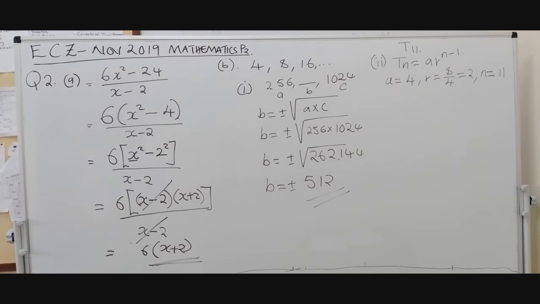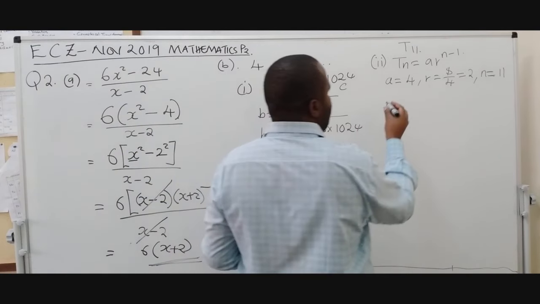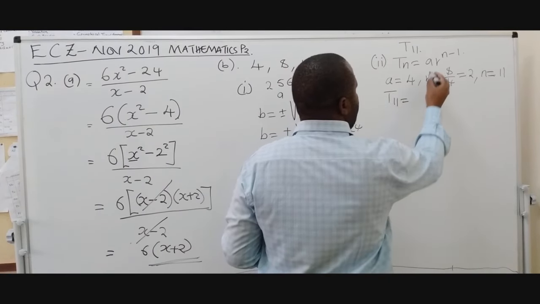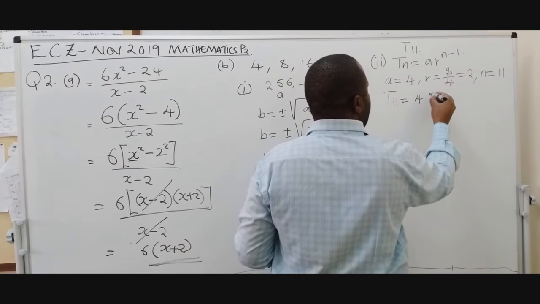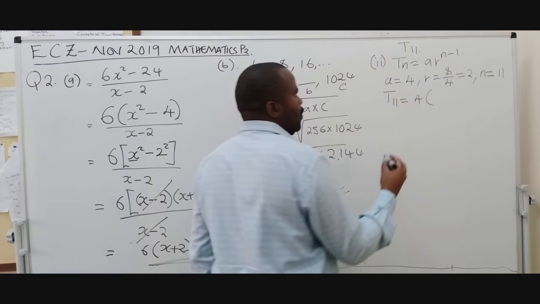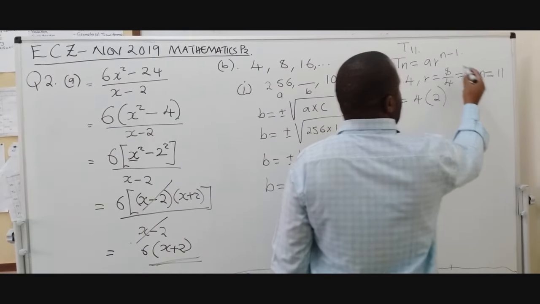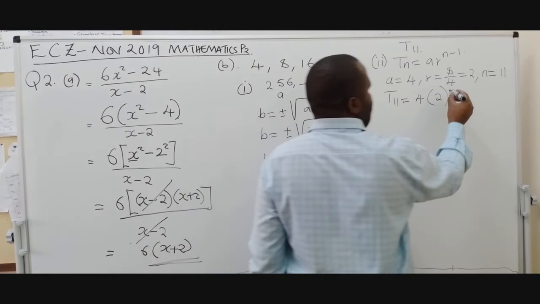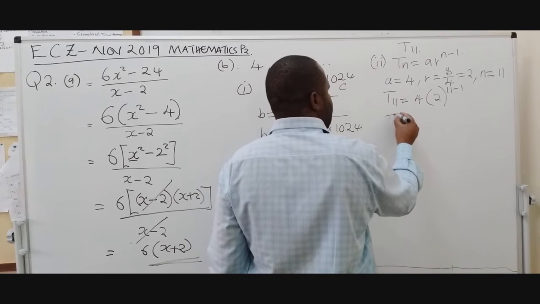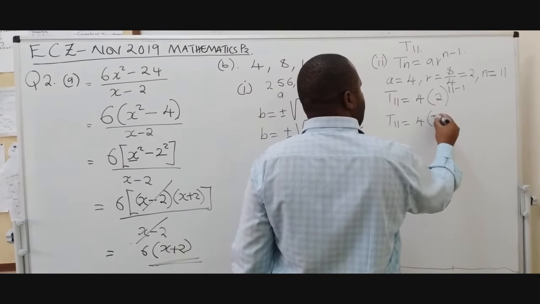We need to recall the formula. Okay, so we are going to say T11 is equal to, my first term is 4, open the bracket. What is my common ratio? My common ratio is 2. The power, n is what? 11. 11 minus 1. So I'm going to say T11 is equal to 4, open the bracket, 2 to the power 10.